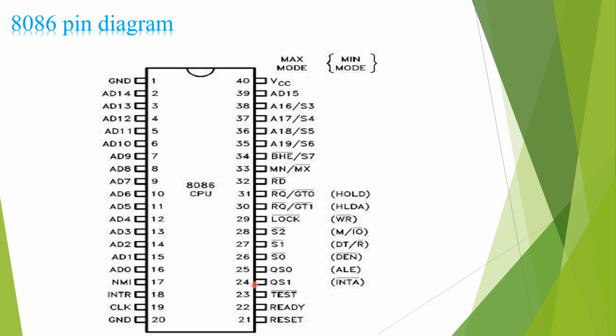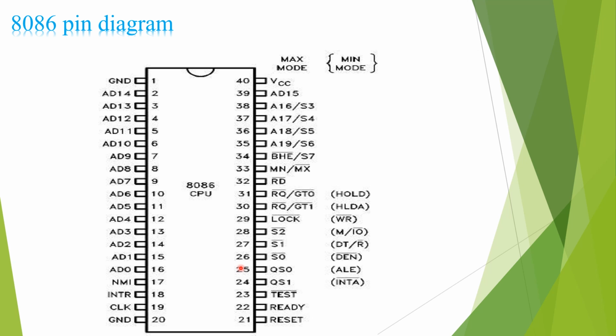After that, ALE. It stands for address latch enable, and it is available at pin number 25. A positive pulse is generated each time the processor begins any operation. This signal indicates the availability of a valid address on the address as well as data lines.